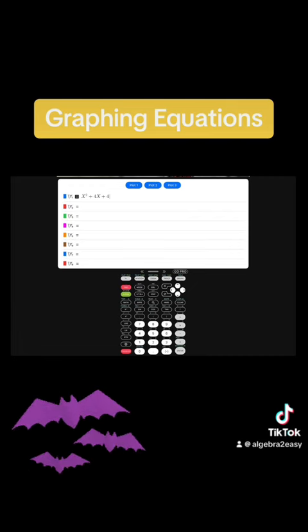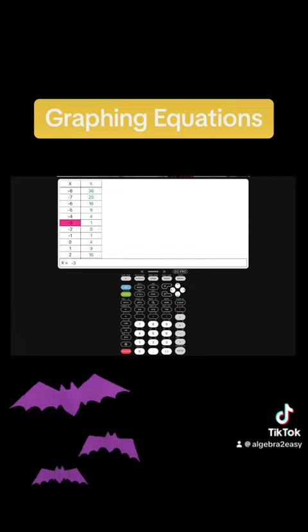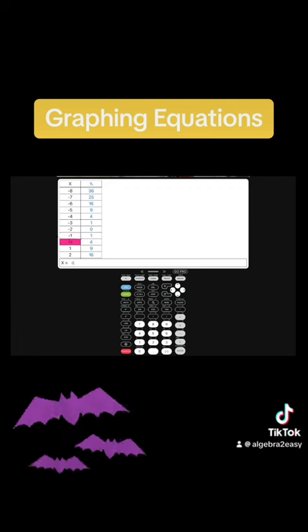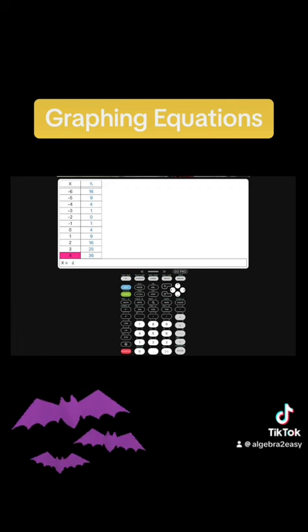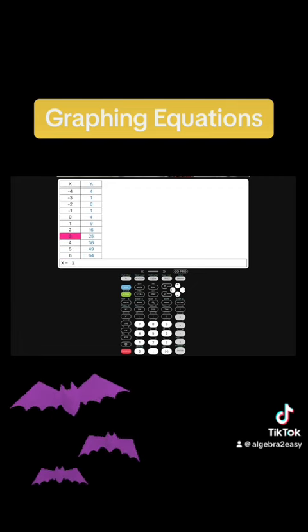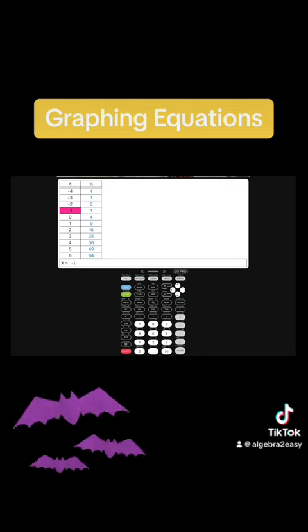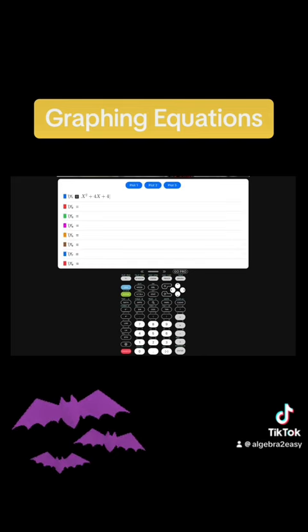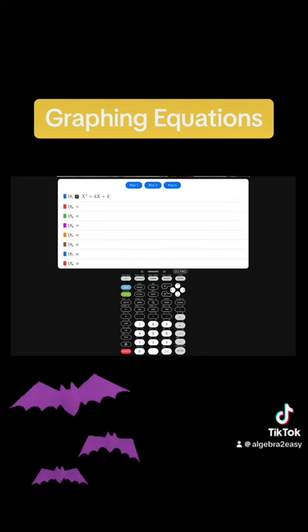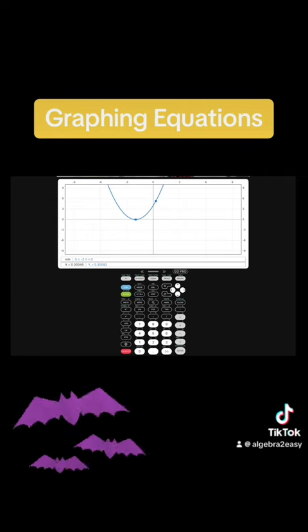And again, like the last one, you can press second graph. And here's our table of values. And we can just keep scrolling, and here are all the different values for our quadratic. So y equals, type in your function, and then press graph.